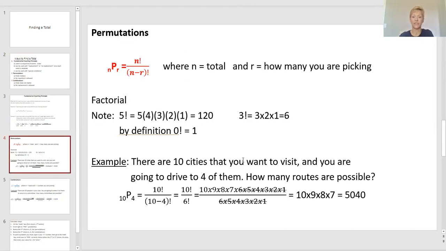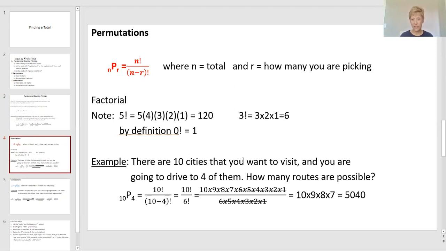Look at this problem. There are 10 cities that you're going to visit. Like you're going to get in your car and drive to different places. You're going to drive to 4 places. There are 10 cities that you want to visit, but this time you've only got time to visit 4. How many routes are possible? Okay. Now route means the path your car took.